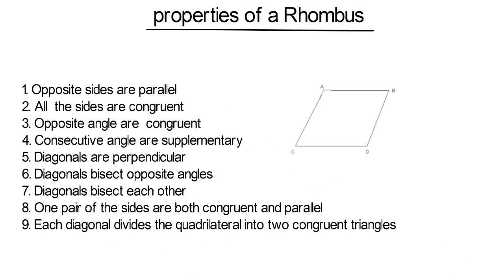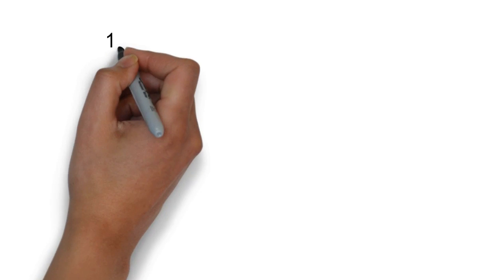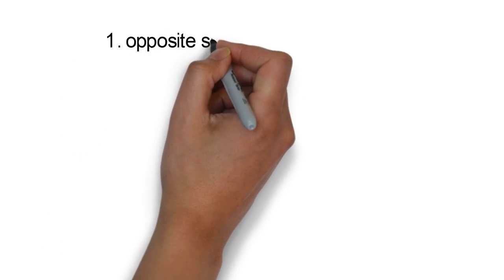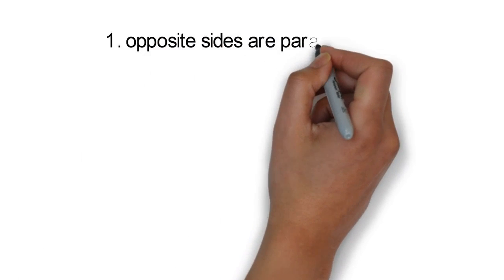1. Opposite sides are parallel. 2. All sides are congruent. Congruent means equal. 3. Opposite angles are congruent. 4. Consecutive angles are supplementary. 5. Diagonals are perpendicular. 6. Diagonals bisect opposite angles. 7. Diagonals bisect each other. 8. One pair of the sides are both congruent and parallel. Then 9. Each diagonal divides the quadrilateral into 2 congruent triangles.